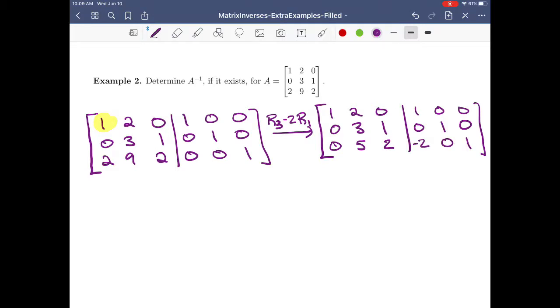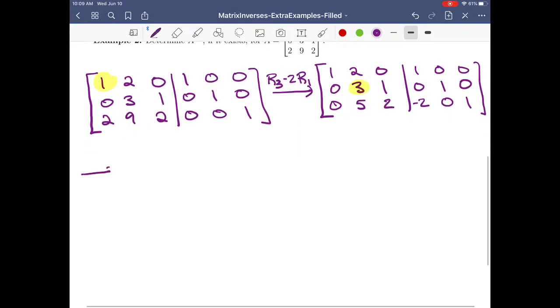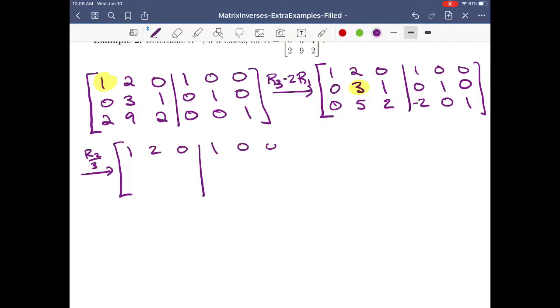So now I want to move down and over, and I'm going to pivot around this entry. So I first want to take row 2 and divide it by 3. So I'm going to get a 1 here, a 1/3 here, and a 1/3 here. Everything else is the same. Okay, we're still pivoting around that entry.